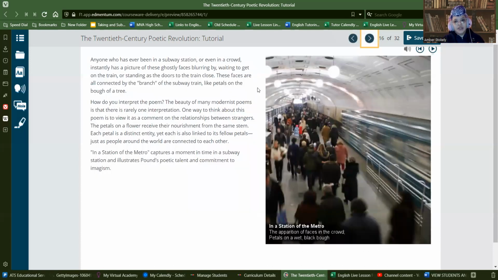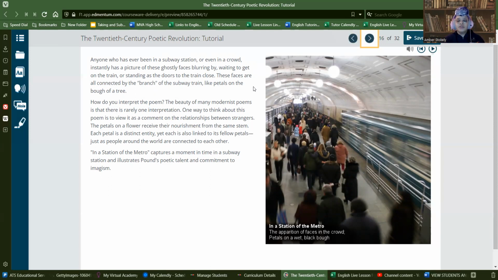Now on slide 16, we get a little more explanation about this poem. Pretty much, if you've ever been to a subway station, you get an idea of the ghostly faces. You pass by lots of people, but you don't really see them. You don't quite look at them. Their faces don't actually come into focus unless you choose to concentrate on them. So all of these faces are supposed to be connected by the branch or the bough. And that's why he's making the comparison.